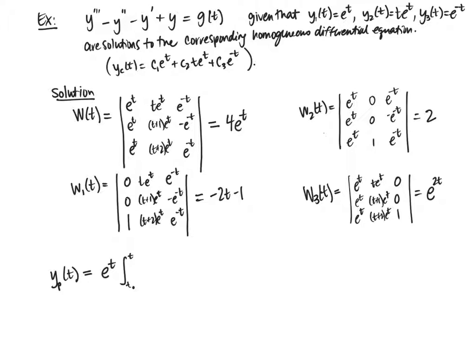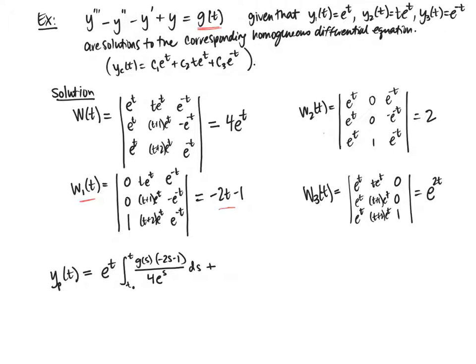Of, what is my g of s? I wasn't given a g of s, but say if you had a function there, you'd plug it in. So we'll just say g of s here. And then I want to do w sub 1 of s, so that would be this guy with s plugged in. So I'll have negative 2s minus 1 over w of s, the regular Wronskian, so I'll have 4e to the s ds.